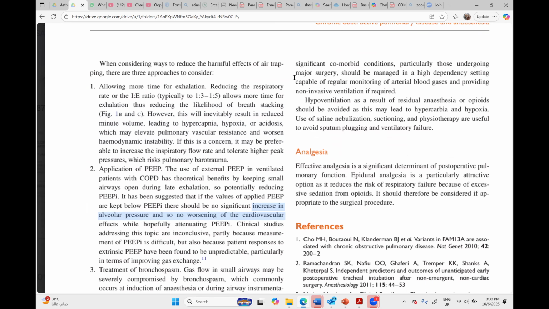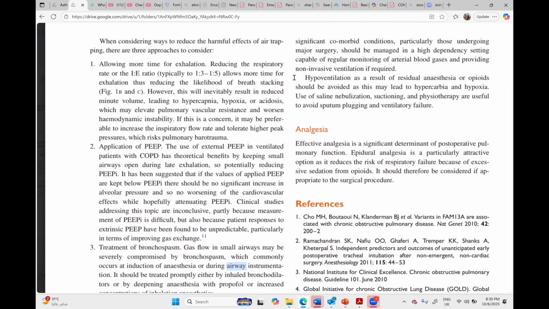More time for exhalation. This is one point. Application of PEEP. This is the second point. And if bronchospasm occurs, you have to treat it. Okay. So this is what I was telling you.